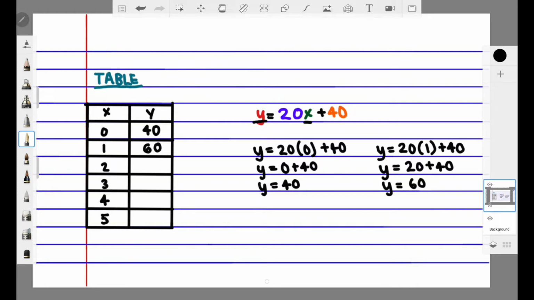Now pause the video and solve for x values 2 through 5. Alright, now that you're back, let's go over the answers. These should be your values in the table.